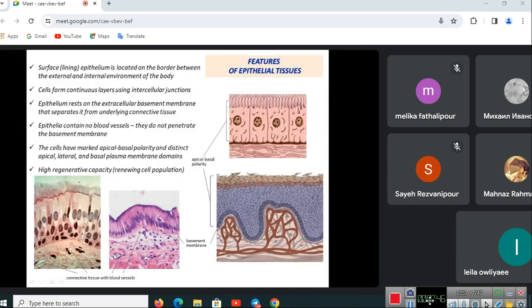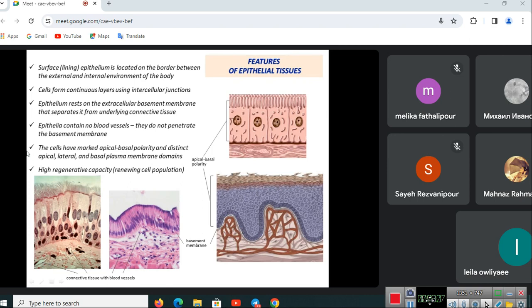Here are cross sections of small blood vessels, capillaries, through which the epithelium will get its nutrition and oxygen. And the same is here. The basement membrane is located here, and below it, connective tissue with blood vessels.